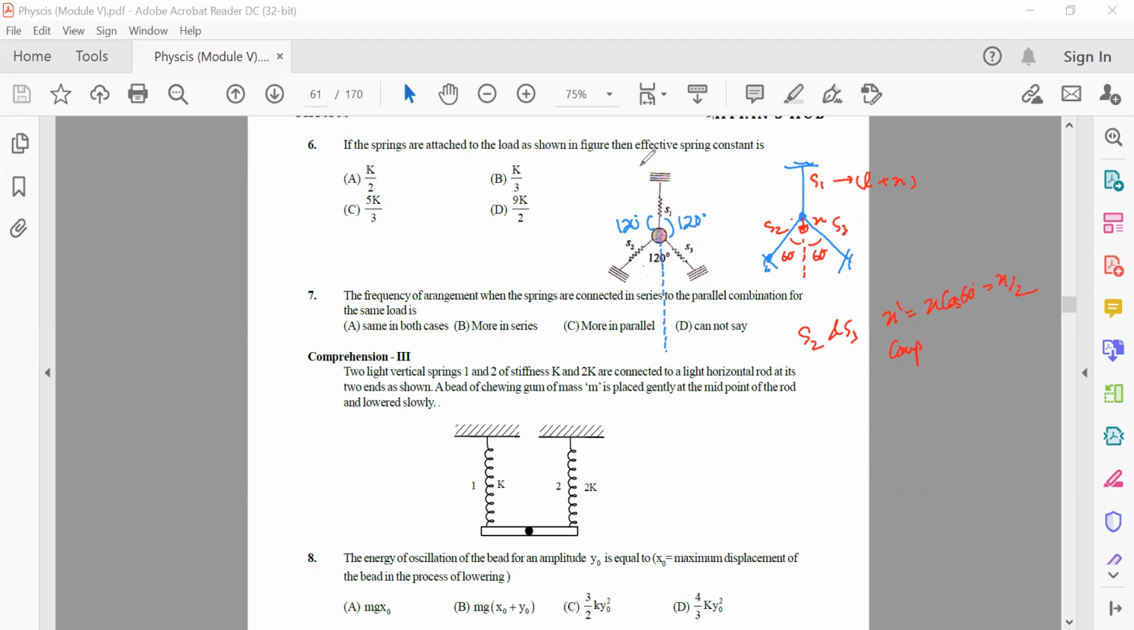Now look at the block's FBD. When I've displaced it by x from its equilibrium position, this spring is applying a force of k by 3 x. But this spring and this spring will be applying a force of k by 3 x prime each.